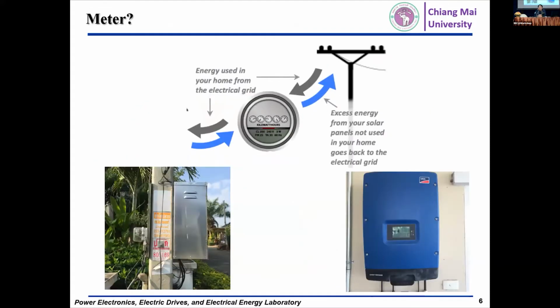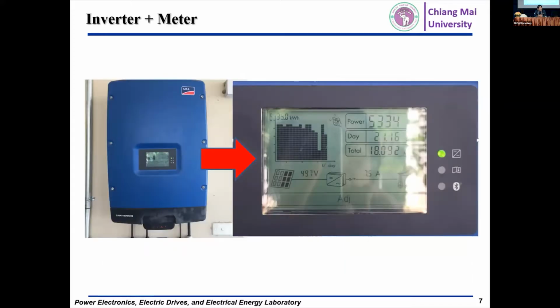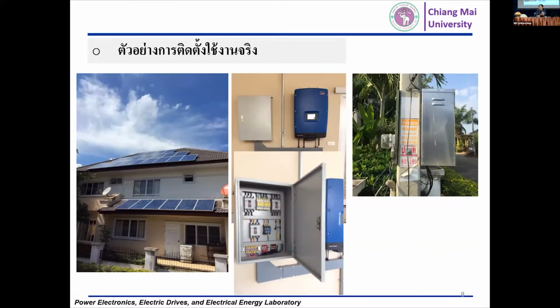So this is an example at my home in Chiang Mai, with the first meter to deliver the energy from solar into the grid. This is the inverter from a big brand in the world, and this is the SMA meter showing the energy produced from the solar. Again, this is my house.